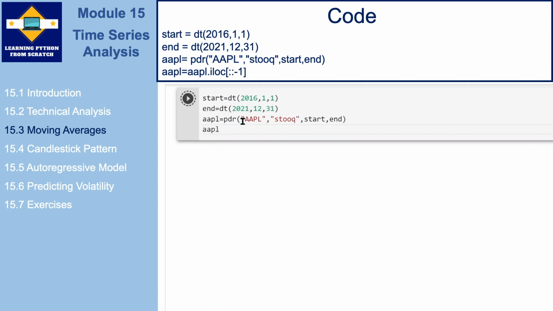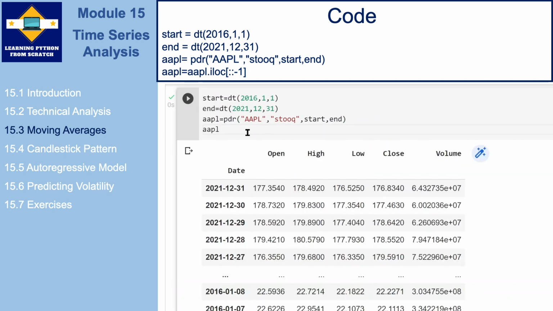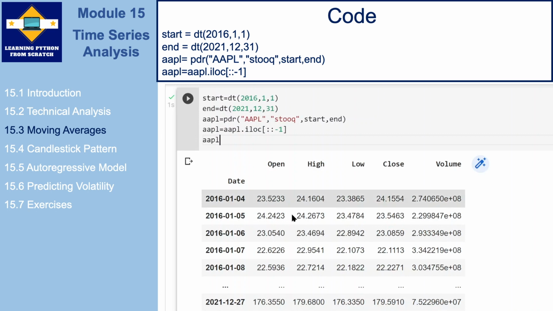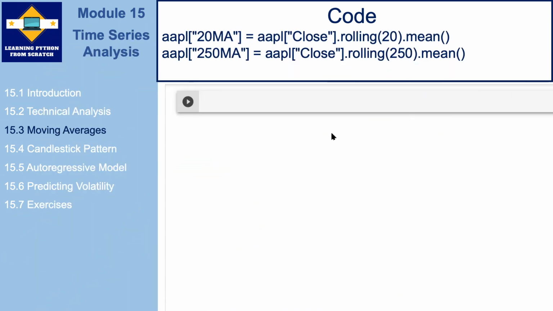If you run it, you should be able to see that now our data is from oldest to the newest. This is not what we want. So what we want to do is to sort it again using iloc[::-1]. When you run it, now you should be able to see that the data frame is from newest to oldest. Then we are going to calculate moving averages using method rolling(x).mean(), where the x is the number of periods to calculate the rolling average.